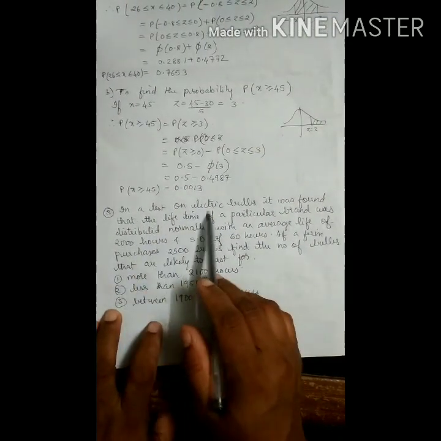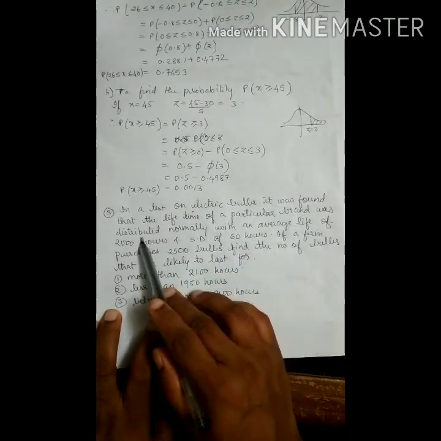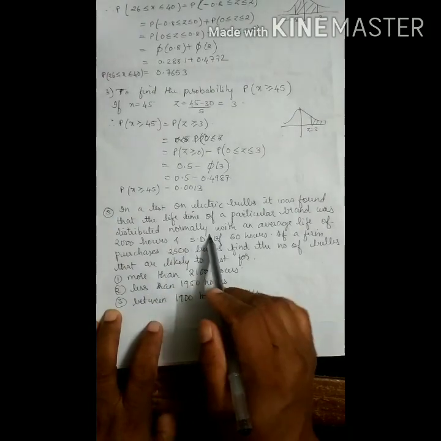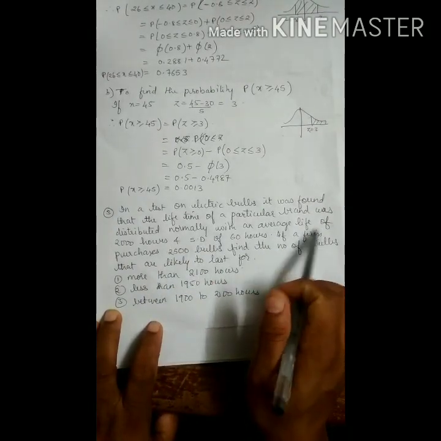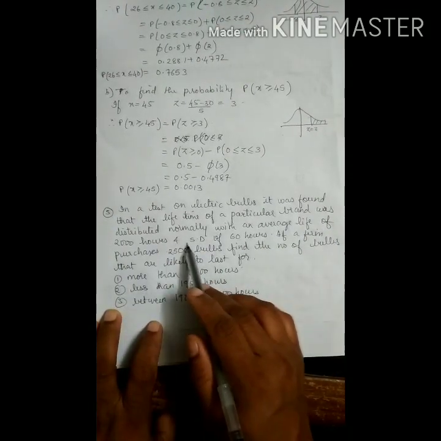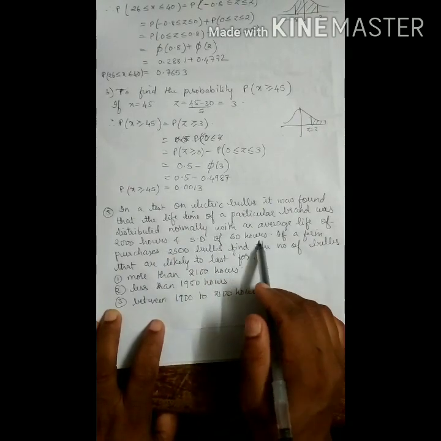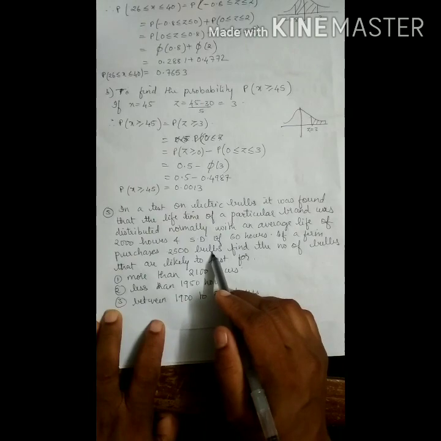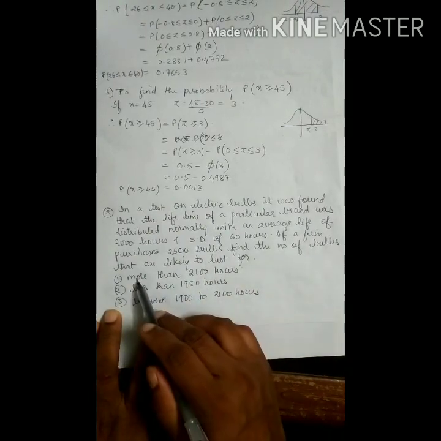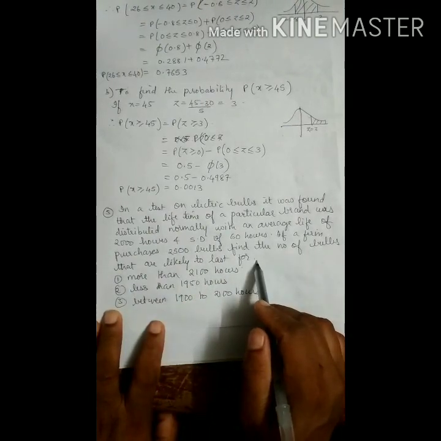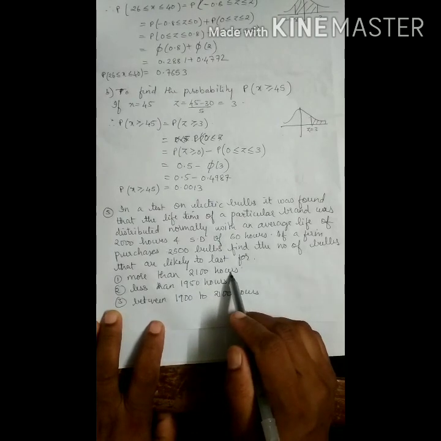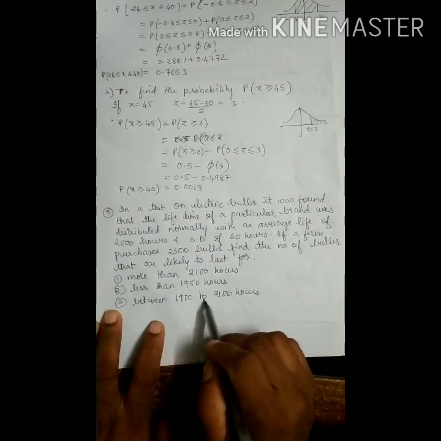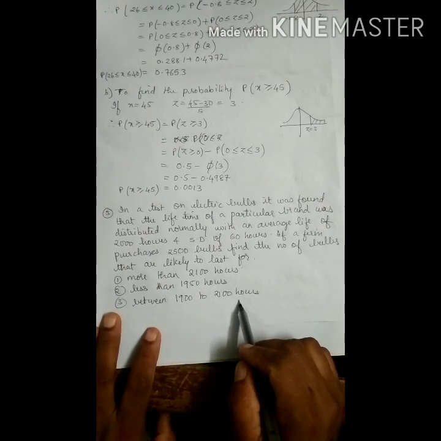In a test on electric bulbs, it was found that the lifetime of a particular brand was distributed normally with an average life of 2000 hours and standard deviation of 60 hours. If a firm purchases 2500 bulbs, find the number of bulbs that are likely to last for more than 2100 hours, less than 1950 hours, and between 1900 to 2100 hours.